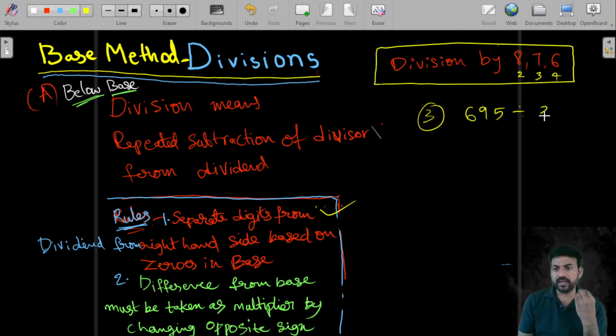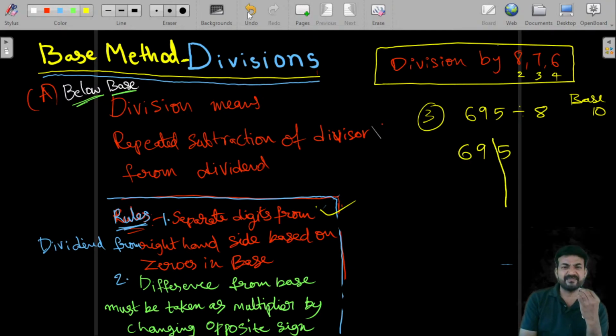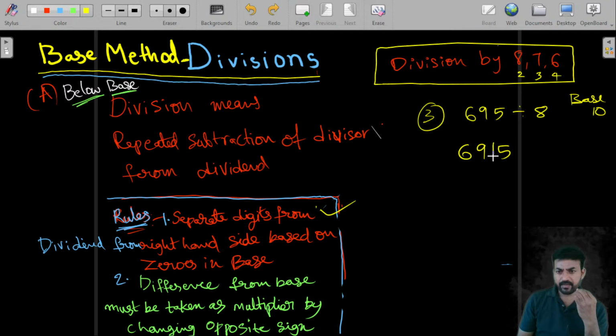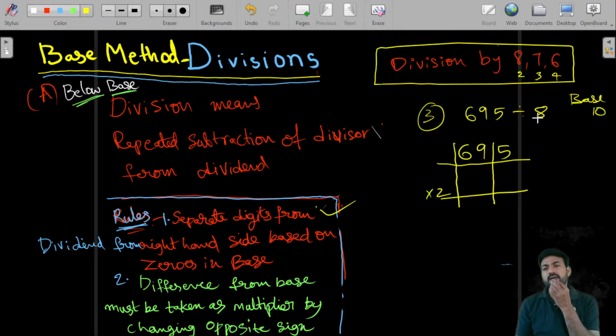Third one, 695 divided by 8. So the base is 10. You have to separate one digit from the dividend. The difference between the base and the divisor is 2, so the multiplier is 2. Remember, 8 is 2 less than the base. If the divisor is more than the base, you have to multiply by a negative number.